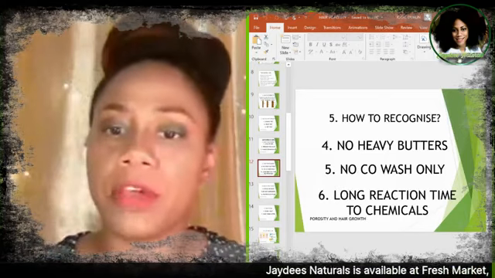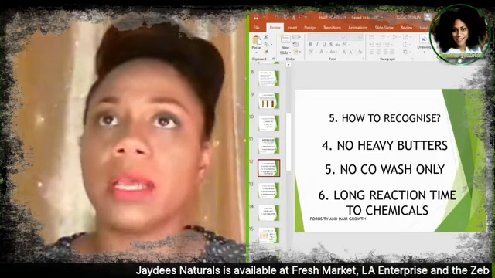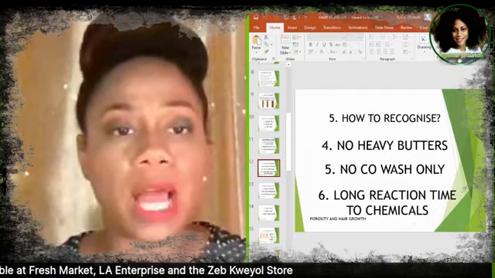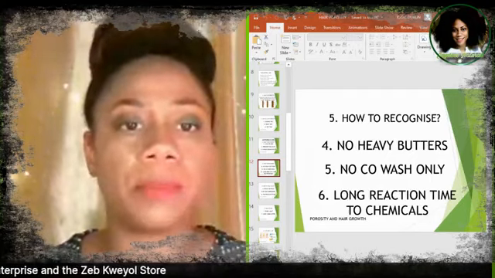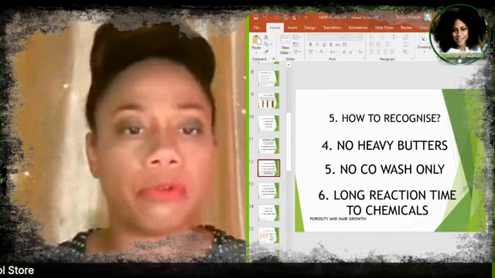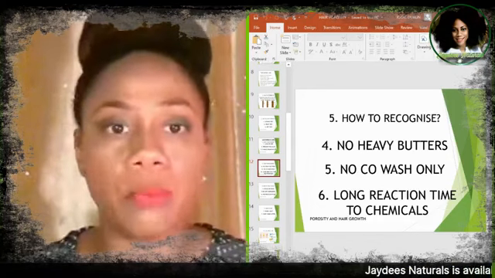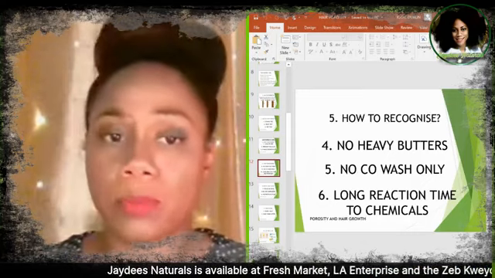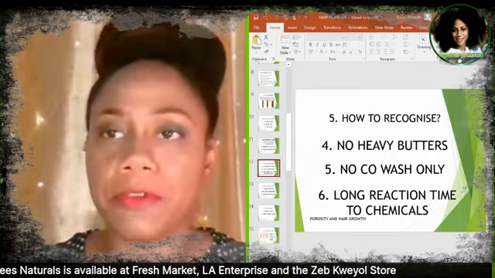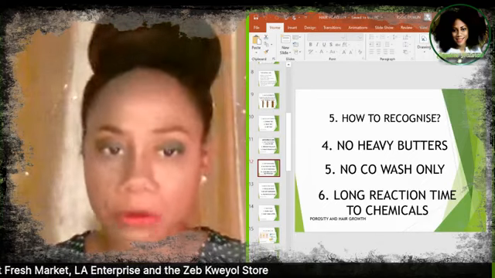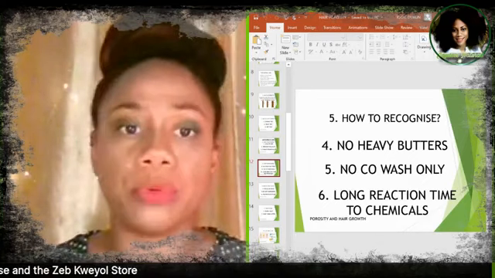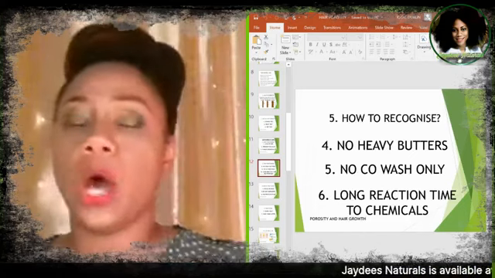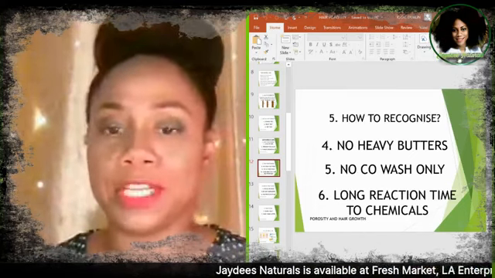Okay, it's recommended that you clarify your hair so that the shampoo can strip off all the extra product buildup, so the hair can be free to reabsorb moisture again. And remember, we said moisture is very, very important. So if you realize that you have low porosity, it is a very good practice to clarify your hair with shampoo. Co-washes alone will not work for you.